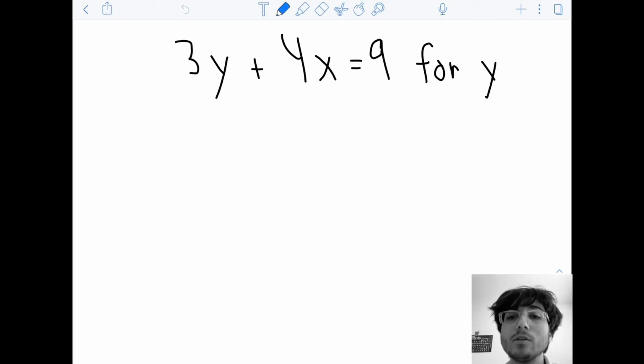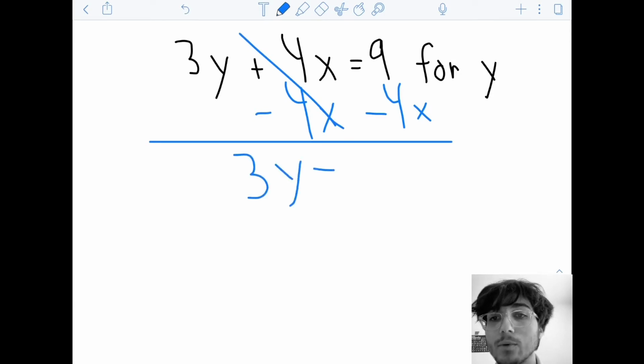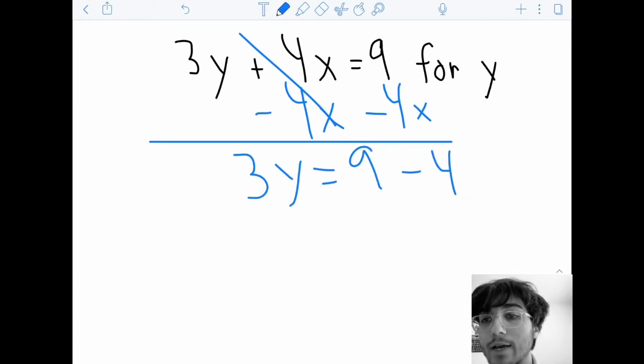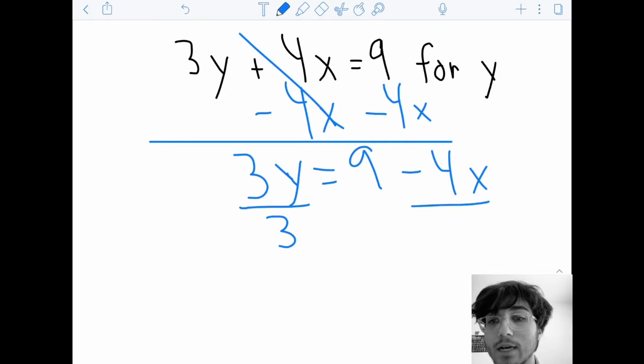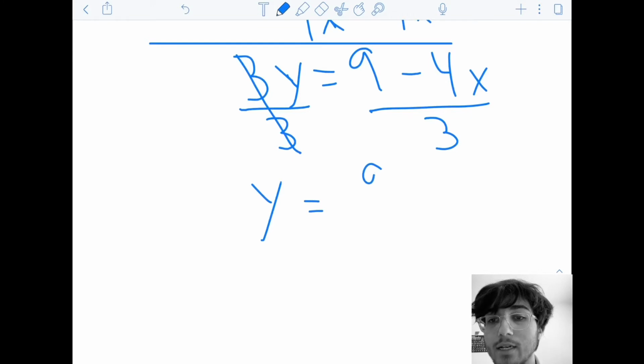So here's a literal equation, 3y plus 4x equals 9. And we're going to solve for y. To solve for y, we have to get rid of 4x. So to do that, we have to subtract 4x on both sides. So 4x is going to cancel out, and you're left with 3y equals 9 minus 4x. And now to isolate y, we have to divide by 3 on both sides. So y equals (9 minus 4x) divided by 3.